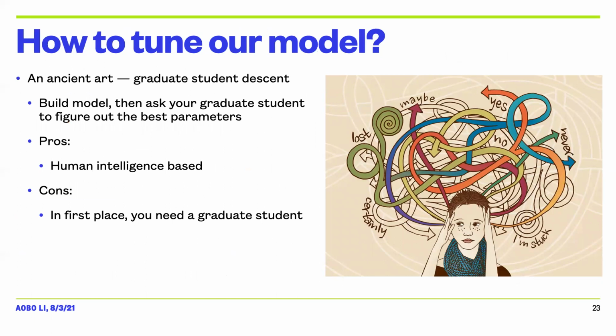So how do we tune our model? There is an ancient art which is called graduate student descent. The idea is that you first build your model and then you ask your graduate student to figure out the best parameters.